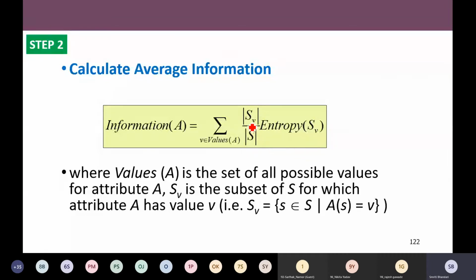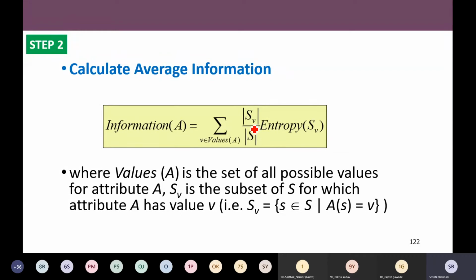So SV is the subset of the training data set S, for which attribute A has value V. I'll repeat, what is SV? SV is the subset of S. S is our entire data set. So SV is the subset of S for which attribute A has value V.